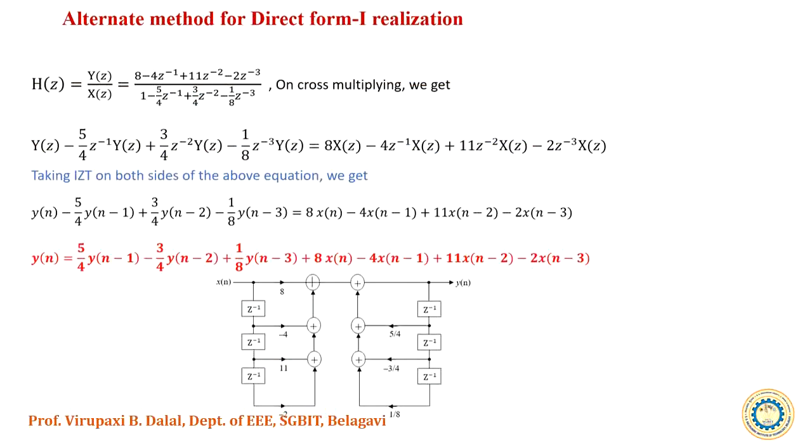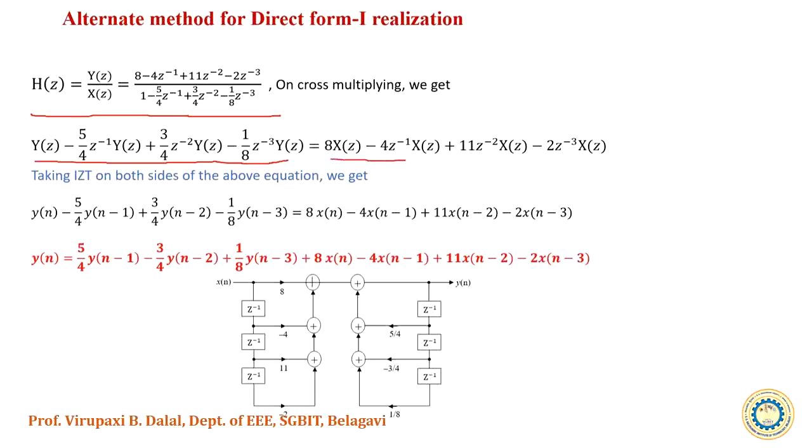Let us see the alternate method for direct form one realization. This can be done directly. The given equation is h of z equal to y of z by x of z. Write the equation such that numerator and denominator have inverse powers of z. Now do the cross multiplication. We'll get y of z minus 5 by 4 z inverse y of z plus 3 by 4 z raised to minus 2 y of z minus 1 by 8 z raised to minus 3 y of z. On the right hand side, we'll get 8 x of z.